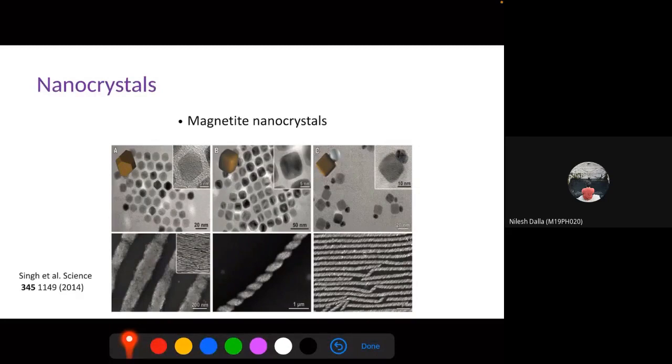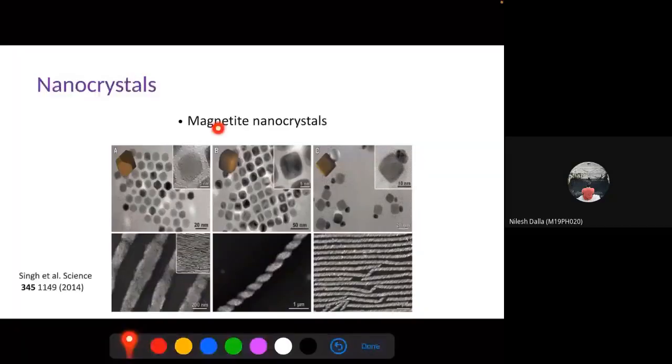These are a few electron microscope images of a magnetite nanocrystal. This is a superparamagnetic particle. People have synthesized all kinds of shapes and dimensions, and then you can also assemble them into larger dimensions. The top images are the individual particles, and the bottom images are when they self-assemble into different structures.